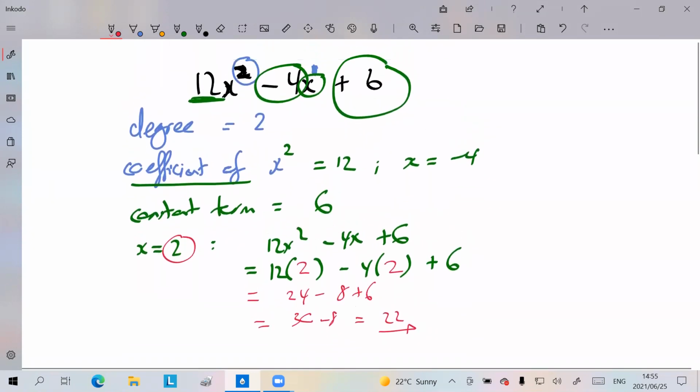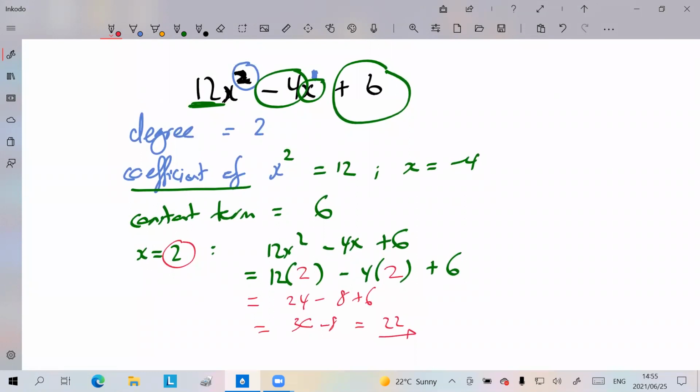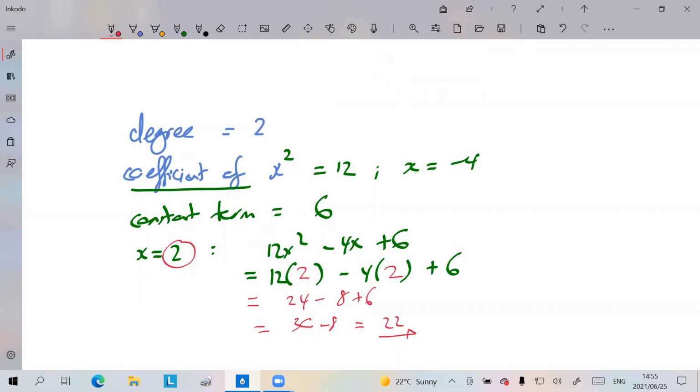Okay, let's do the same thing with another example. If I take this off and create another expression, it doesn't matter what the expression is. Let's take 6x squared plus 3x minus 4. Let's say that is the expression. Now let's answer these questions for this expression.